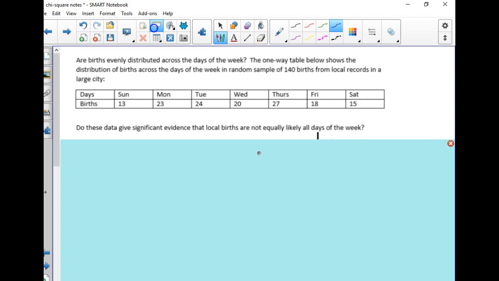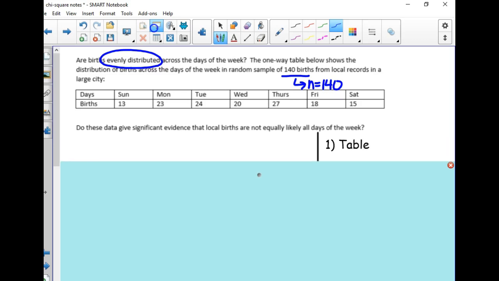Are births evenly distributed across the days of the week? The one-way table below shows the distribution of births across the days of the week in a random sample of 140 births. Right away, that 140 is your N. Evenly distributed should key you in that I'm going to have to use N divided by the number of categories to get the expected counts in step 3. But step 1 is to make a table. And I'm already given a table, so I don't need to make that table.